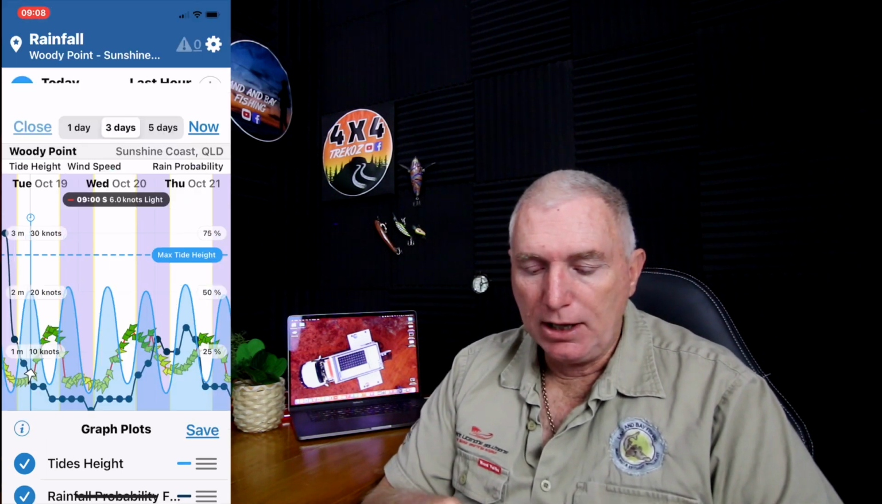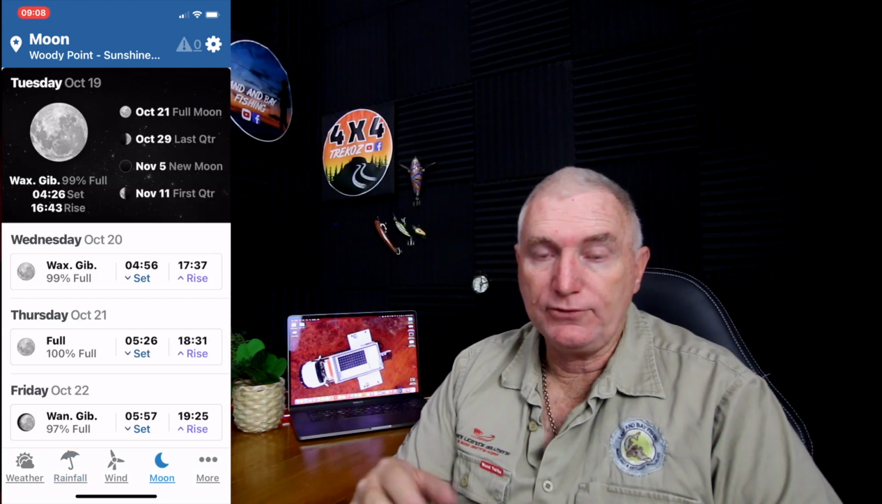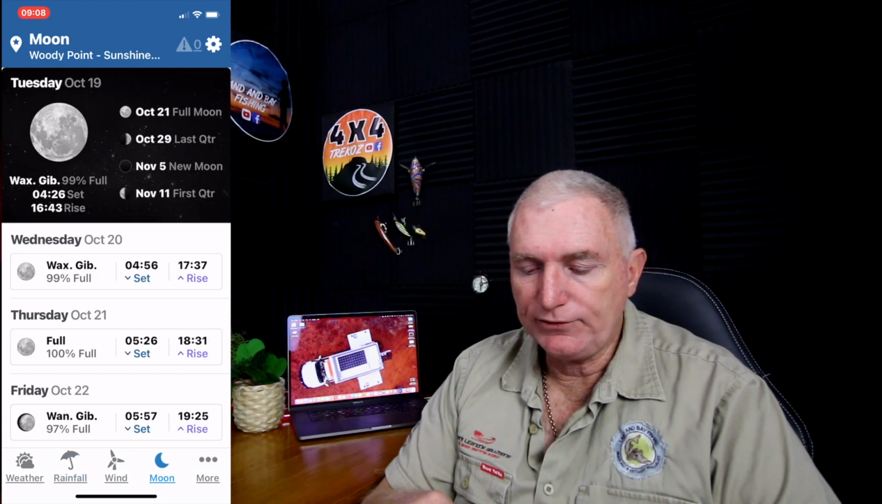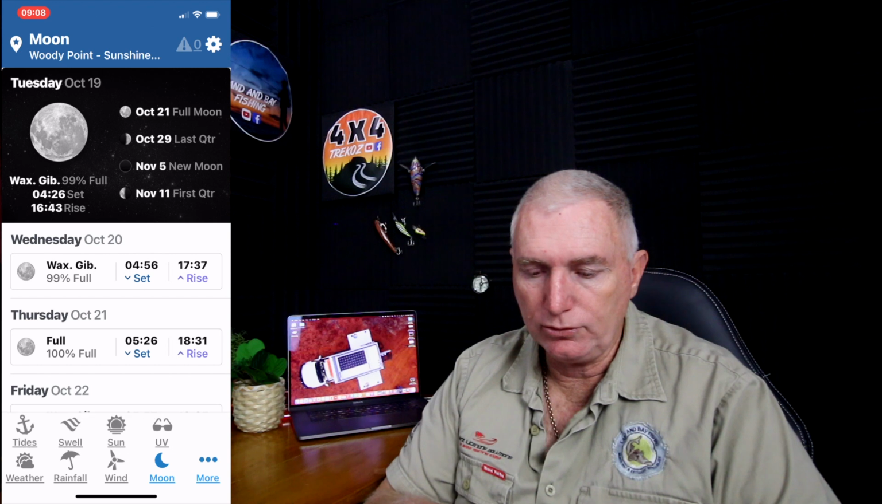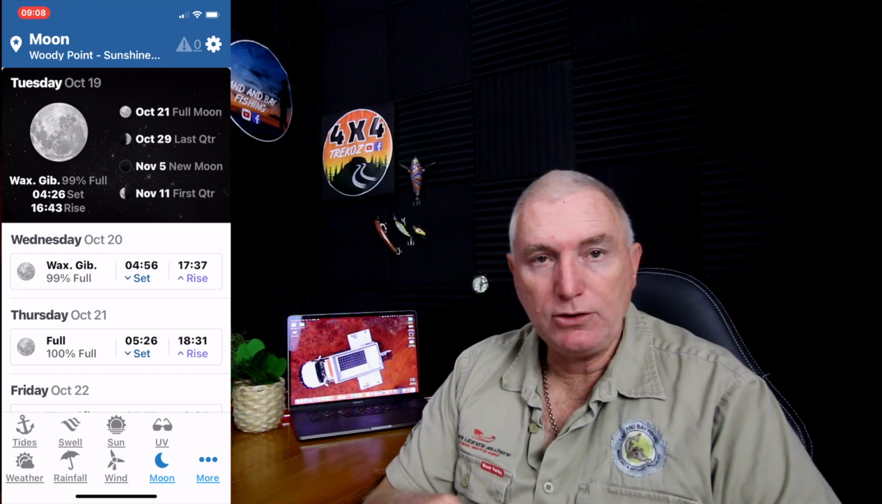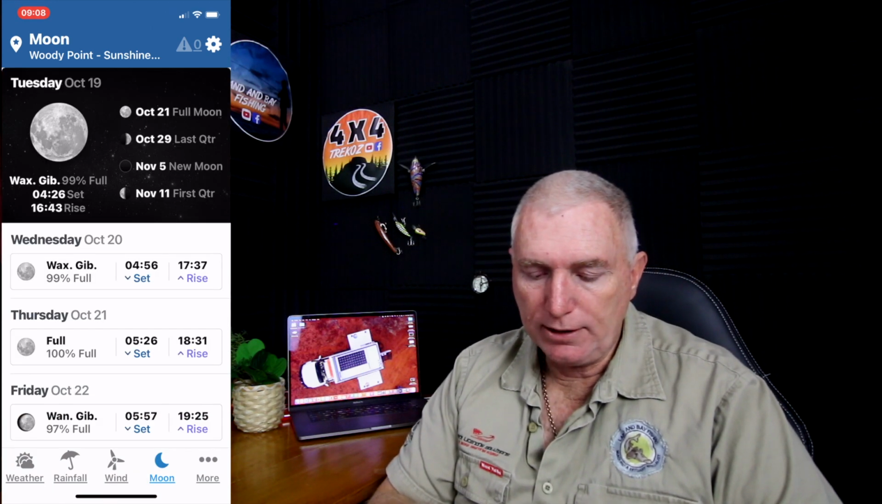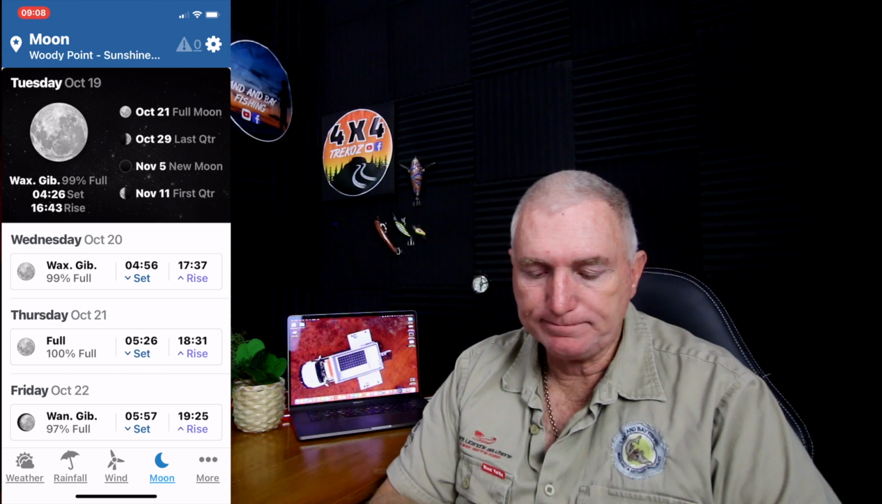and it gives me the tide heights. From there, the tide heights obviously are dependent on moon phases, and I can go into what the moon phase is likely to be doing. So the menu down the bottom is weather, rainfall, wind, moon. You hit more and you get tide, swell, sun and UV. So the main ones I use here are rainfall, wind and tides.